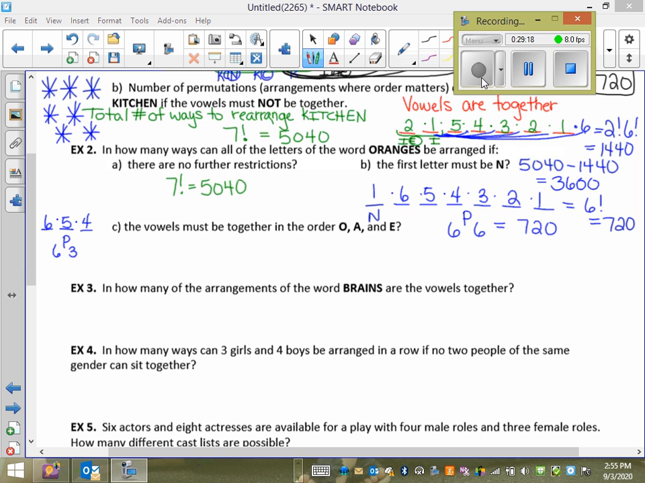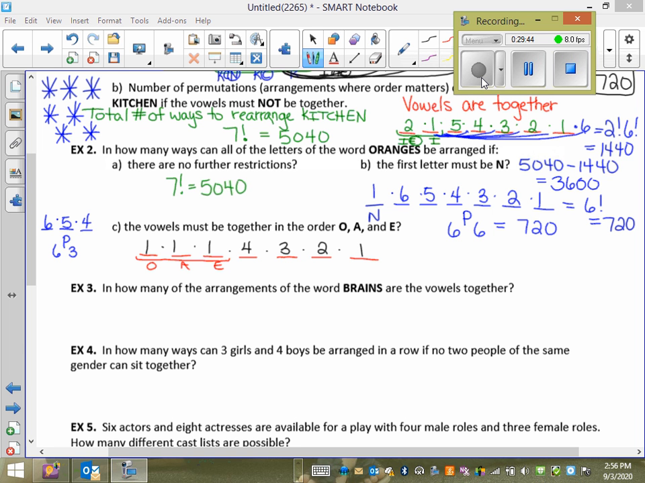Okay? So the vowels must be together in the order OAE. I have 1, 2, 3, 4, 5, 6, 7 letters. They must be in the order OAE. That leaves me 1, 1, 1. How many letters do I have left? 4, 3, 2, 1. How many ways do I have to move it?